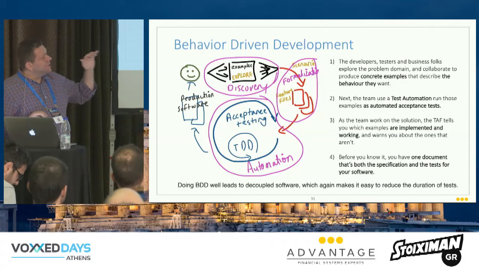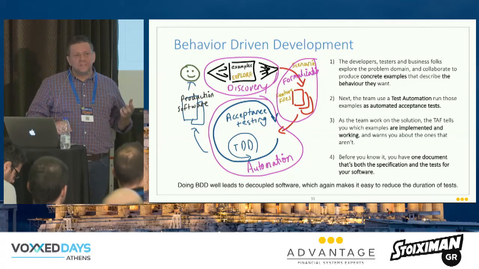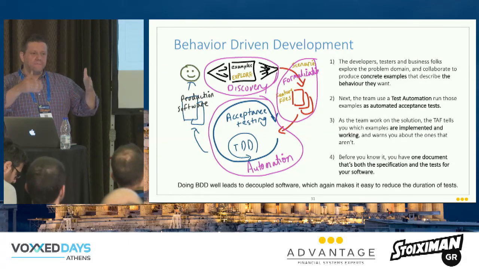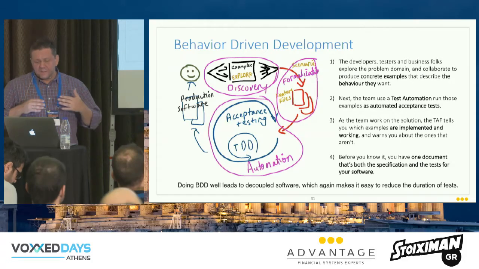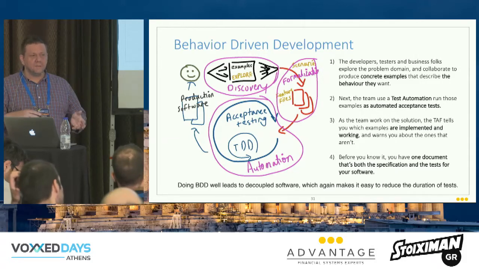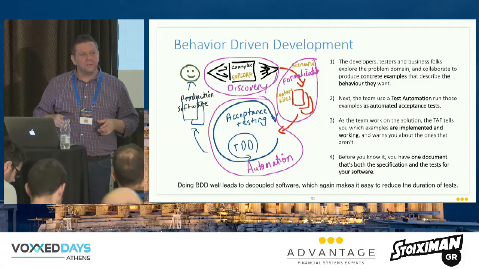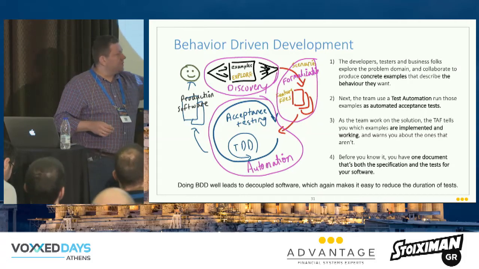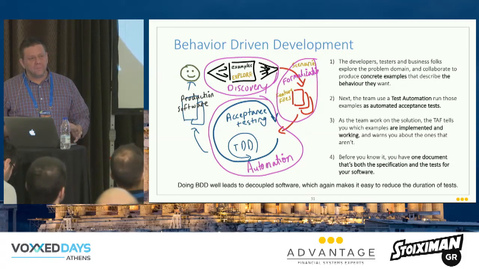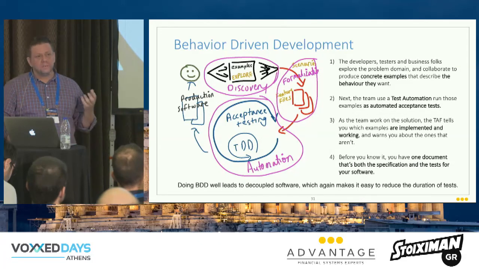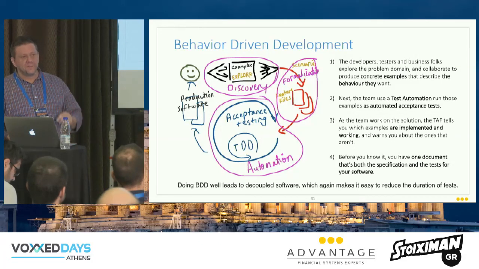The next step is to use some test automation framework in order to run these examples as automated acceptance tests, which, of course, in the beginning, again, fail. And as the team starts to implement and test the functionality, these suddenly work. So you have some progress review of what's implemented and working, and what is not implemented or not working at all. And at the end of the process, you have a very nice documentation, which is, I think, invaluable in what we do in software, that in a single documentation stack, combines the specification and the tests of your software. So these are the goals of BDD.